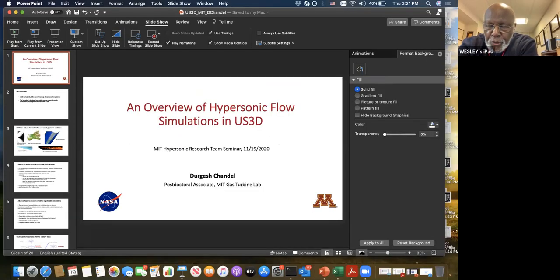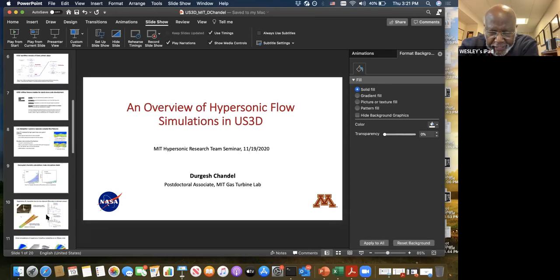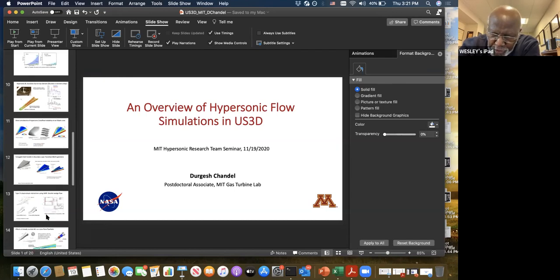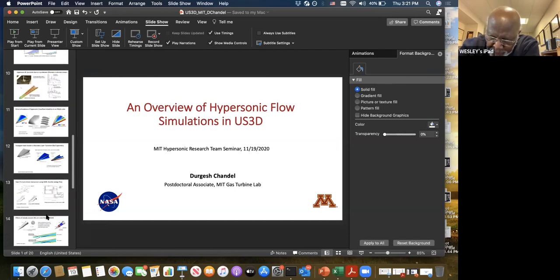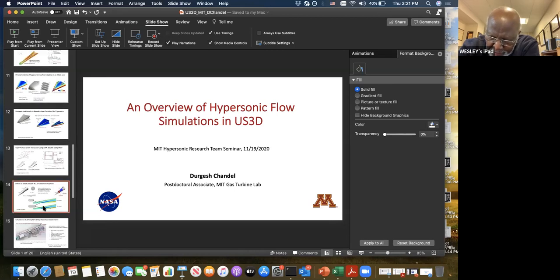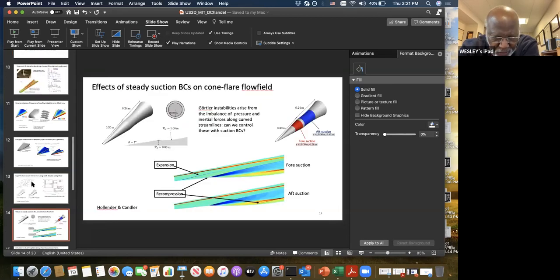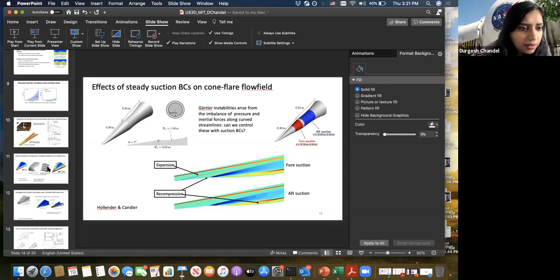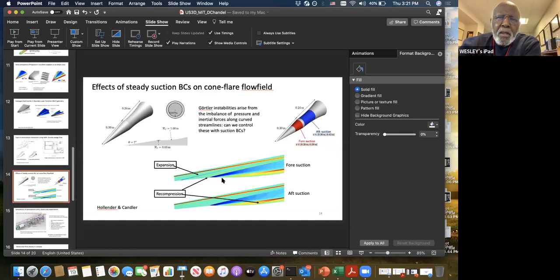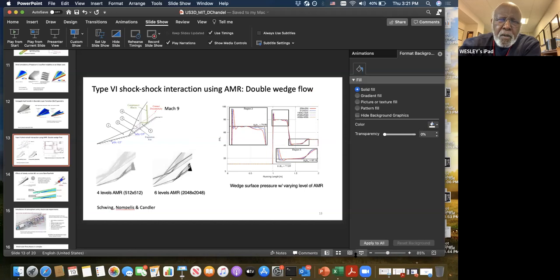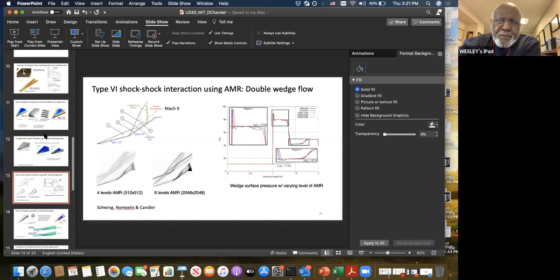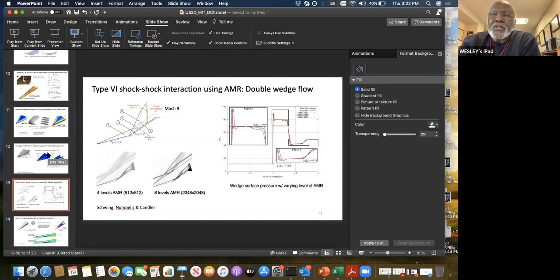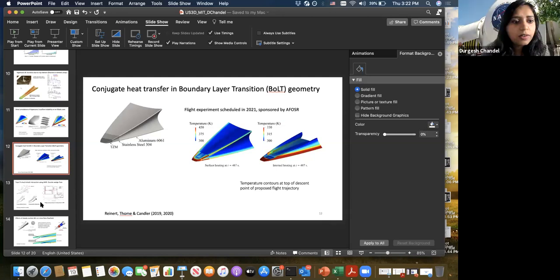So, Duresh, you showed some flow over a double cone. And you had two profiles, two results. What's the difference? The density of mesh points? This one, the 4 levels versus 6 levels.